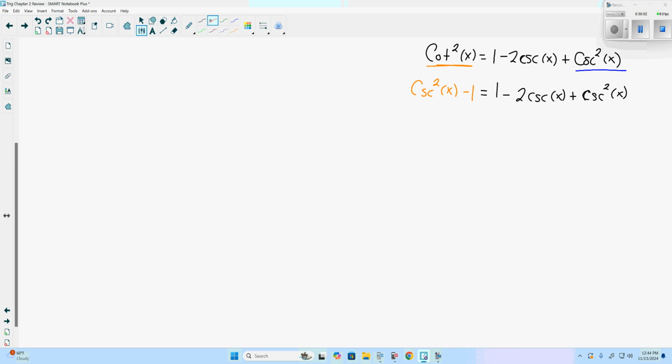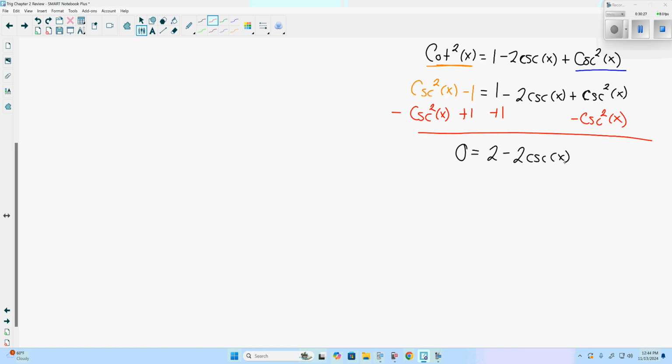Now at this point, we do need to get this equal to 0. First thing I can do is add 1 to both sides. And we can also subtract cosecant squared from both sides. Now that will give us 0. 1 plus 1 is 2, minus 2 cosecant of x. Cosecant squared minus cosecant squared is 0, so 0 is equal to 2 minus 2 cosecant.